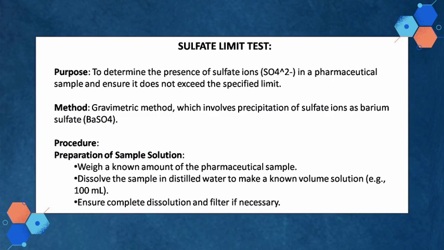Second is the sulphate limit test. Purpose of test: to determine the presence of sulphate ions, SO4 2-, in a pharmaceutical sample and ensure it does not exceed the specified limit. Method of limit test: gravimetric method, which involves precipitation of sulphate ions as barium sulphate, BaSO4.